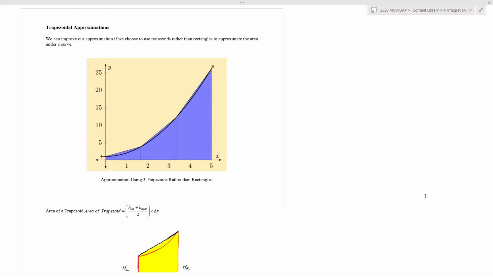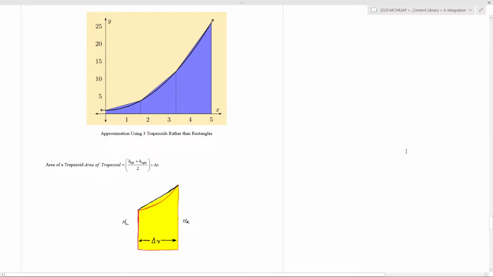So in that first picture there, I'm using 3 trapezoids. You can see that those 3 trapezoids would be a better approximation than if I used 3 rectangles. Whether I used LRAM or RRAM, it wouldn't matter. The trapezoid would be a better approximation than both of those. So we need to know how to find the area of a trapezoid, and typically in all our problems, the trapezoid is going to look something like that yellow highlighted shape.